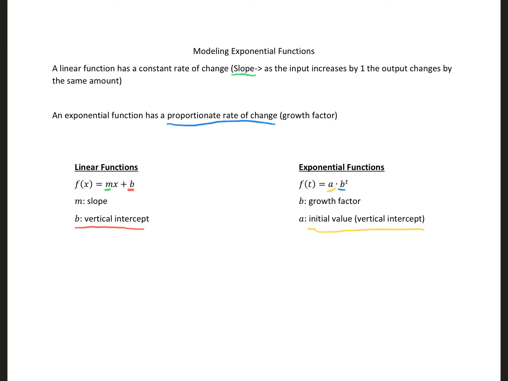So the key thing I want you to get here is that we recognize a function is linear when the output has a constant change. We recognize that a function is exponential when the output is growing proportionately.